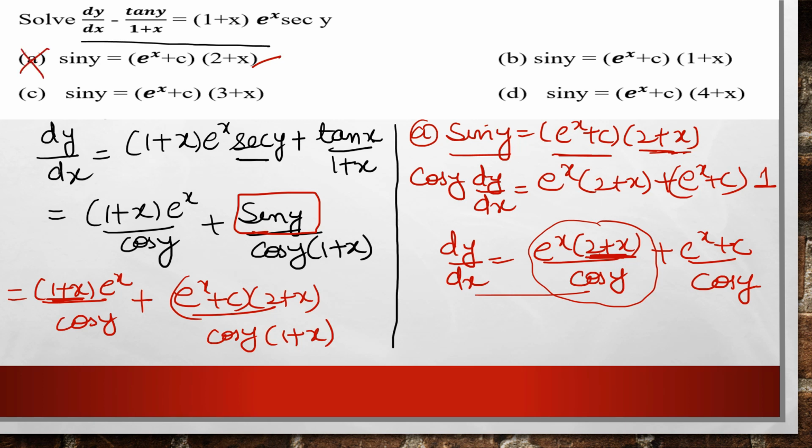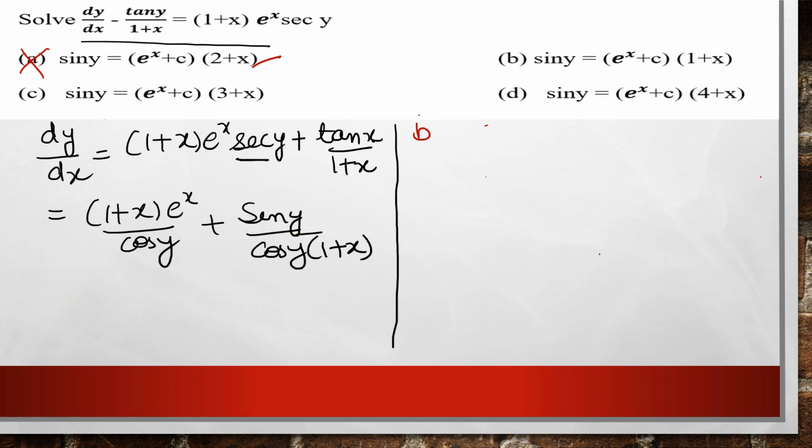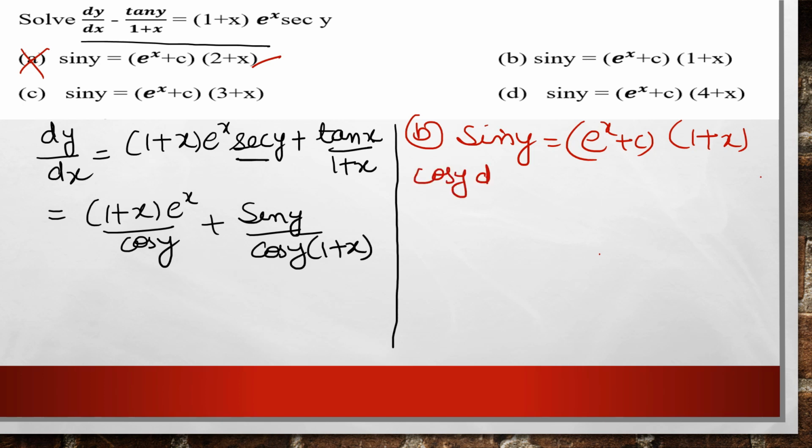You can just connect these two things. These are not same. Now come to option number B. Option number B is giving me sin y as (e power x plus c) into (1 plus x). Again, we'll do the same thing with option B also. Differentiate both sides with respect to x. So dy over dx equal to e power x (1 plus x) plus now (e power x plus c) as such, and here we'll get derivative of this thing, that is 1.